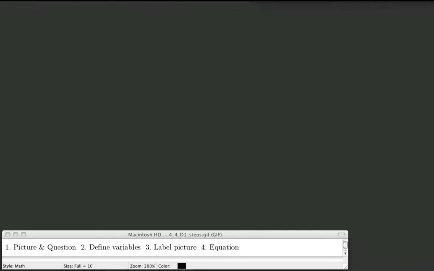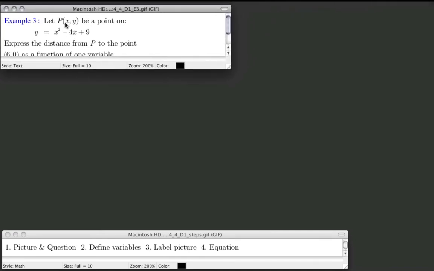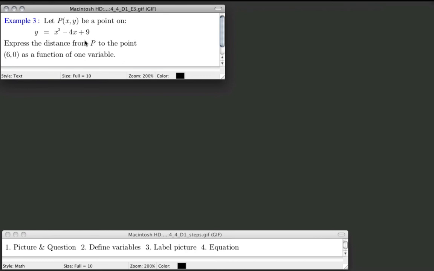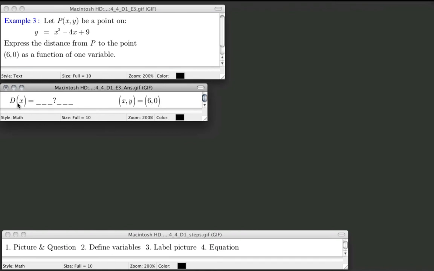The third example is going to be using algebra. This time I've got a point on some sort of quadratic function, and the distance from a point on that function to the fixed point (6, 0) needs to be written as a function of just one variable. So I set up my answer. I need to express the distance as a function of x.